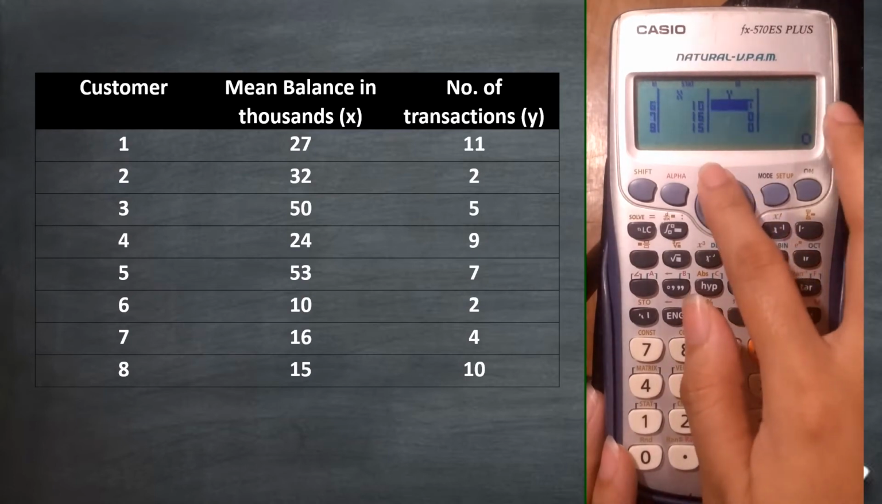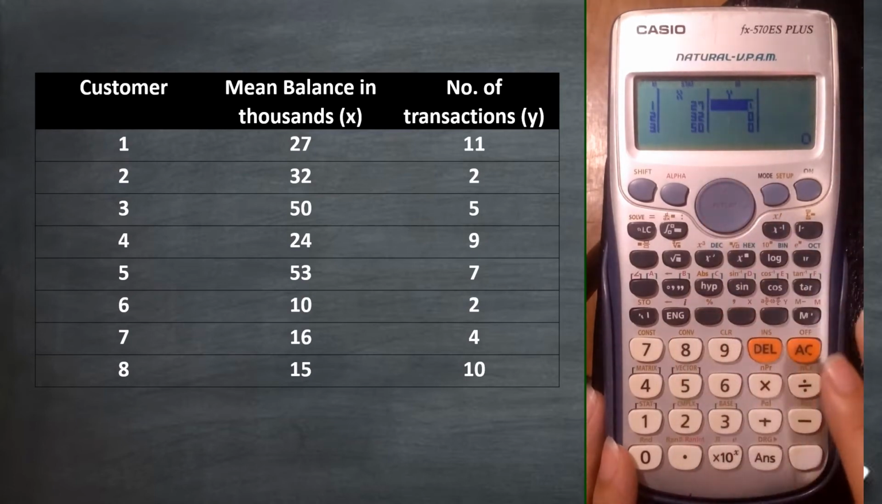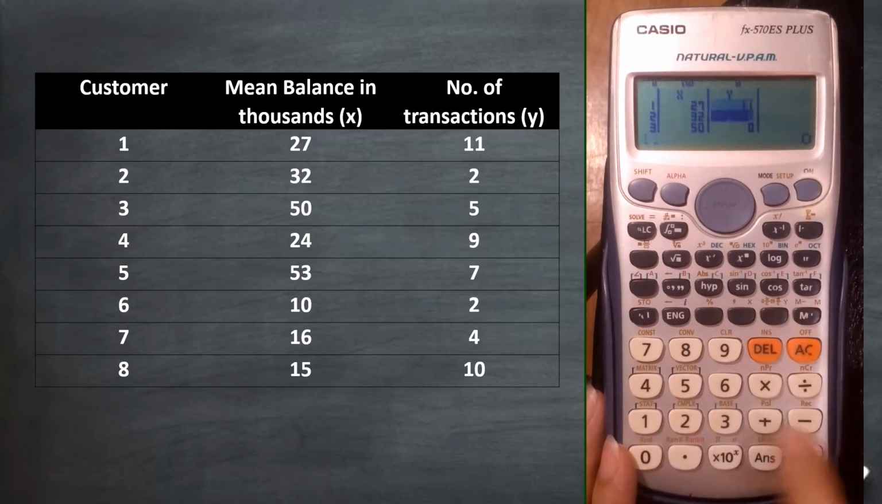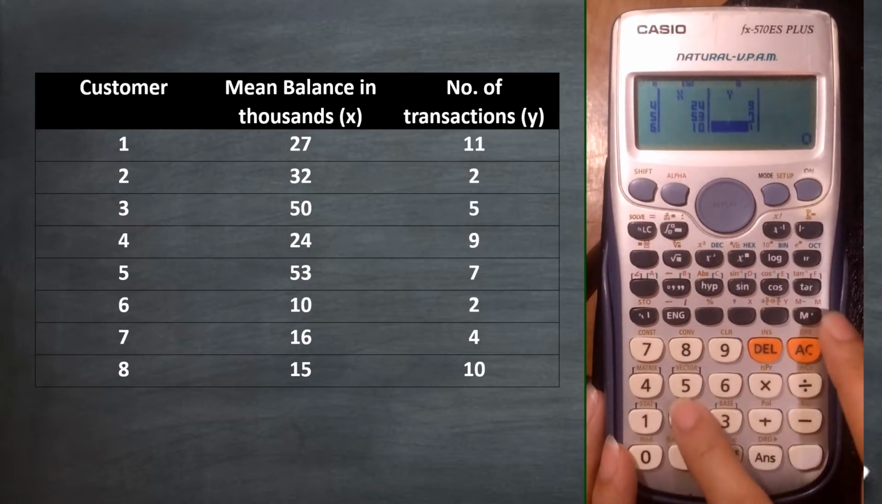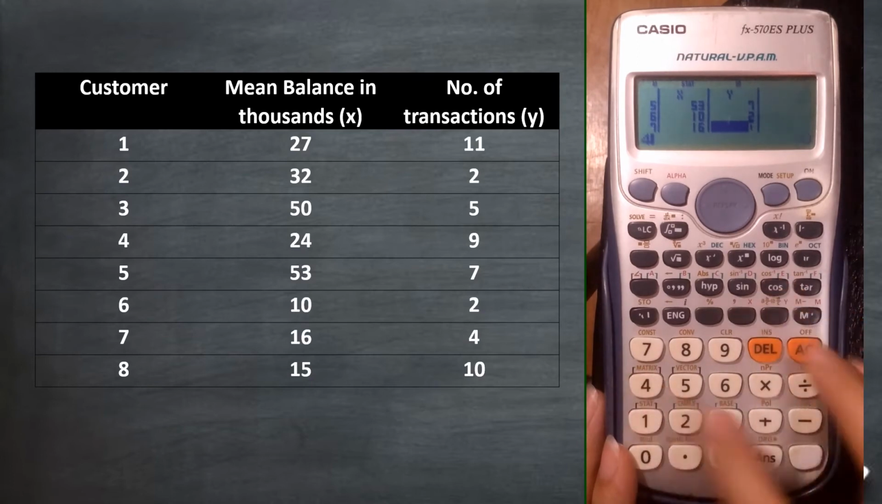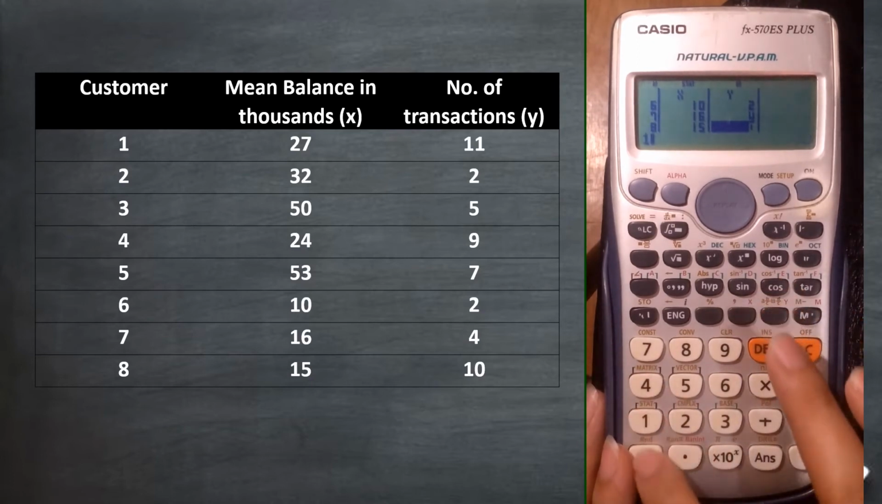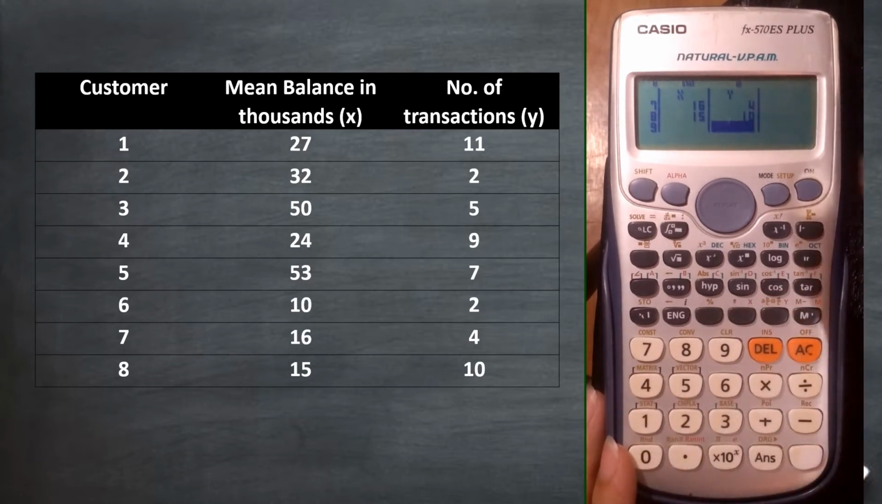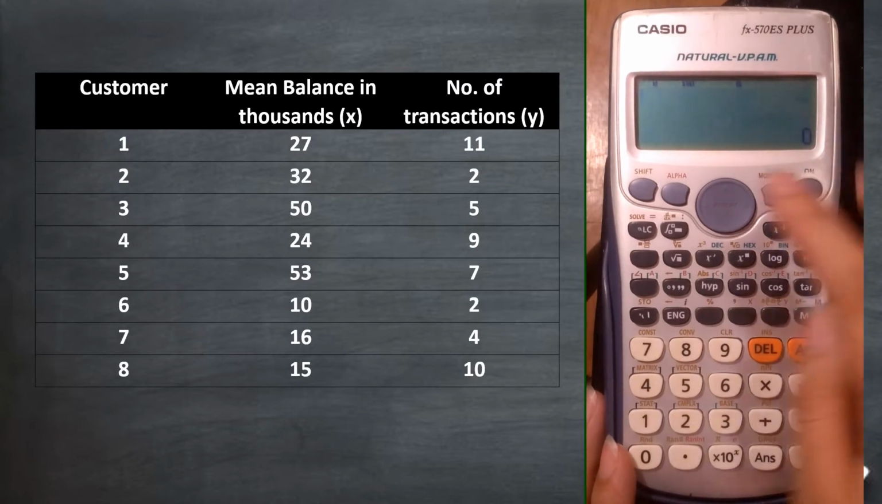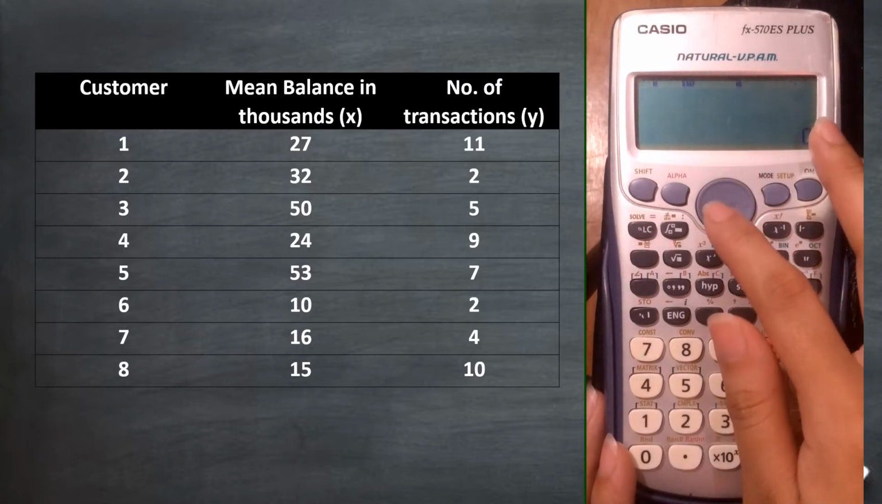Next, for the y values, we have 11 equal sign, 2 equal sign, 5 equal sign, 9 equal sign, 7 equal sign, 2 equal sign, 4 equal sign, and then 10 equal sign. And then we press AC and then we can now get the values for the summation.